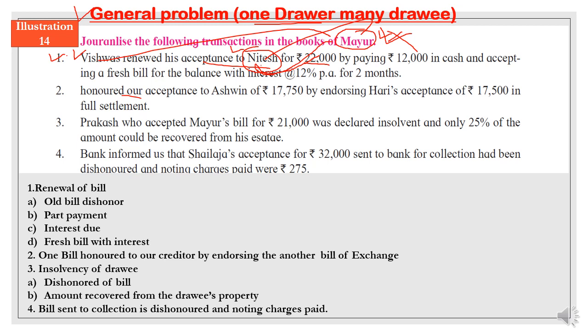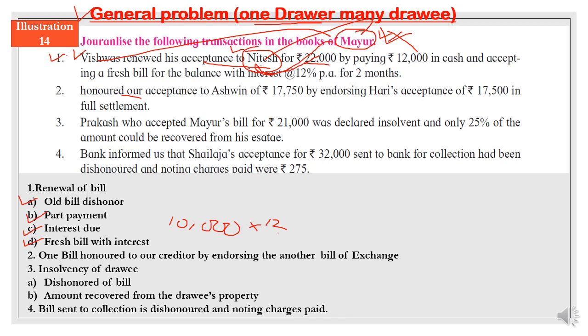In the first transaction, it's a request for renewal. So first the old bill dishonor or old bill cancel entry will be done. After that the part payment, it means the drawee is paying 12,000, so the part payment entry will be done. The interest due entry will be done, and again a fresh bill will be made with the balance amount. So what is the balance amount? After paying 12,000, 10,000 is the balance amount, student. And on 10,000, what is the rate of interest? 12%.